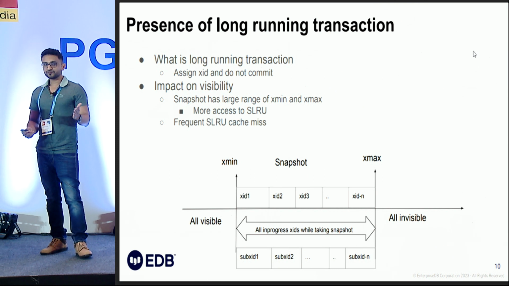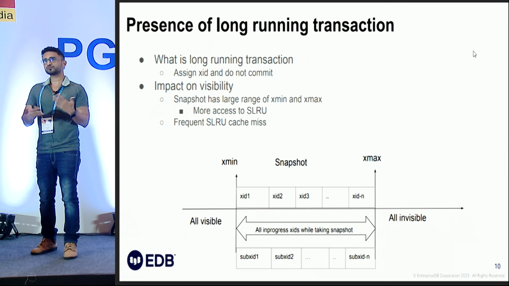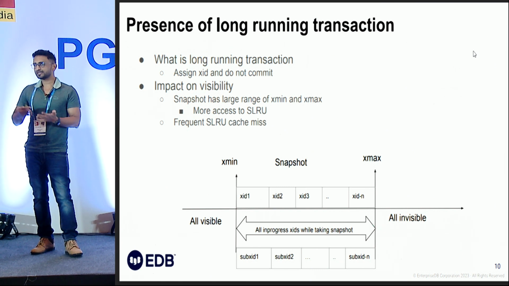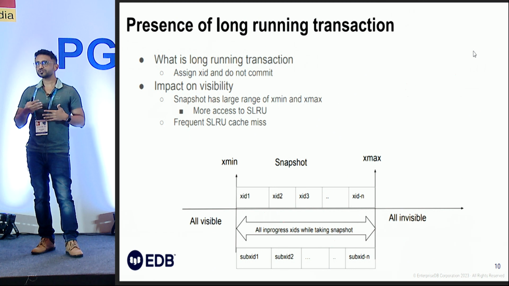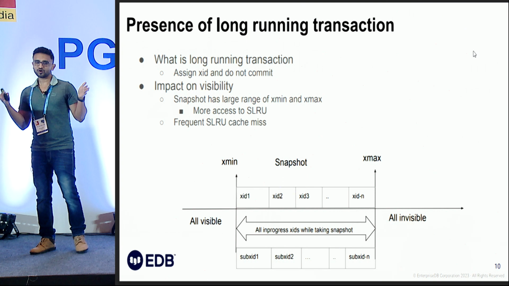But now, if you are saying that xmin is very, very old because of the long running transaction, most of our transactions, like in my pgbench case, are doing frequent updates. So all those transactions which are getting committed, the short running transactions, are all falling into this range.